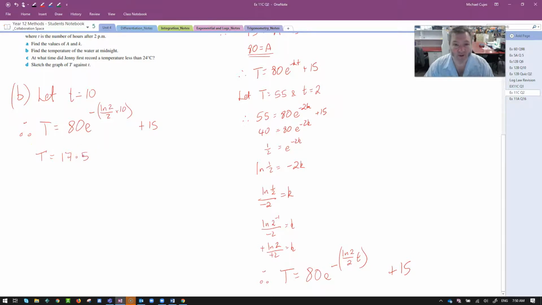17.5. That seems pretty reasonable to me. It seems like a reasonable assumption that it would be pretty close to the room temperature after 10 hours. So I think that's all right.